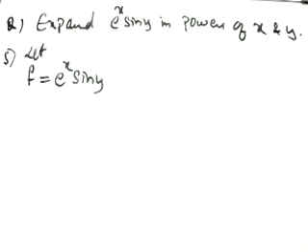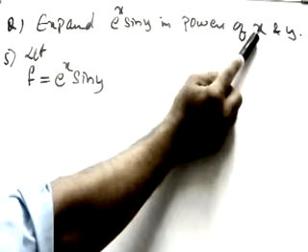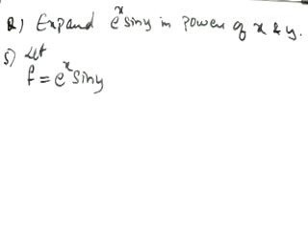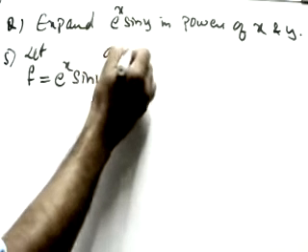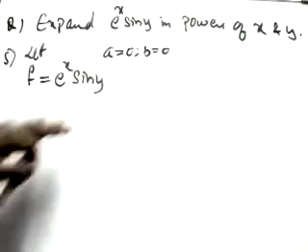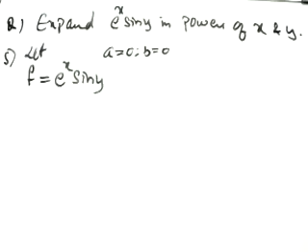Expand e power x sine y in powers of x and y. Just to explain, if it is given like x minus 1, y plus 1, x minus 2, y plus something, then that is a and b we can take. But in powers of x and y means we have a equals 0, b equals 0. That is, we are using Maclaurin's expansion. Even we can say Taylor's expansion also. Maclaurin's is a special case of Taylor's expansion. So first of all, let me differentiate this one.